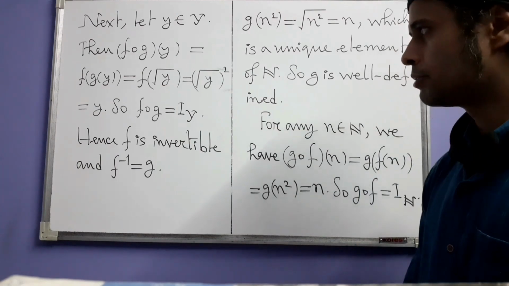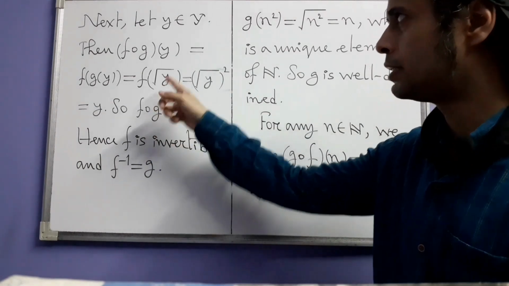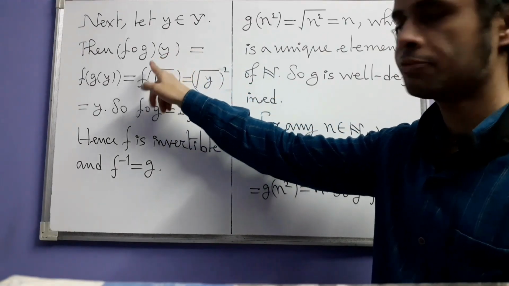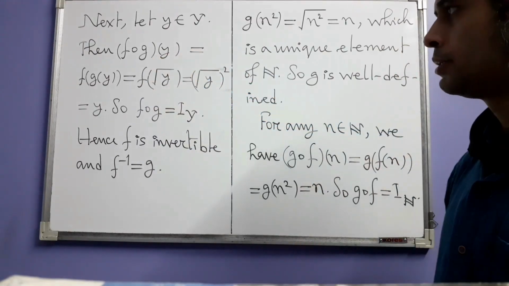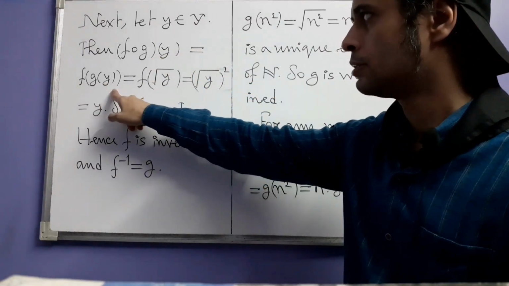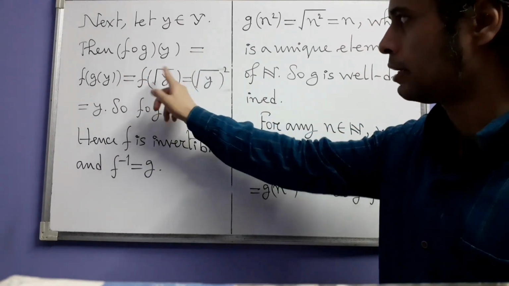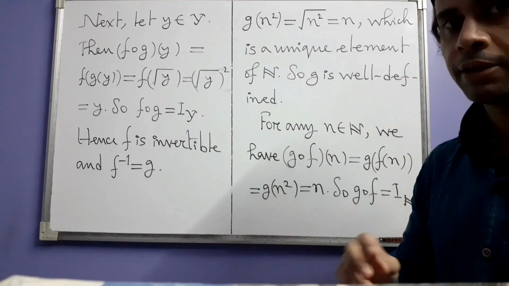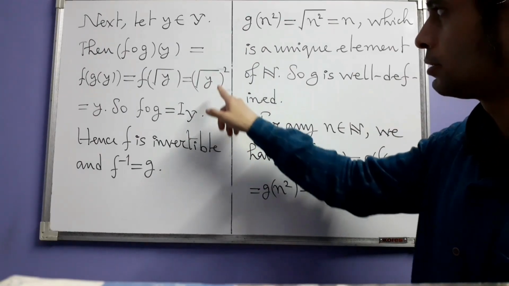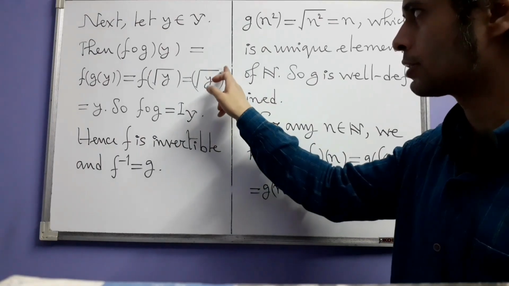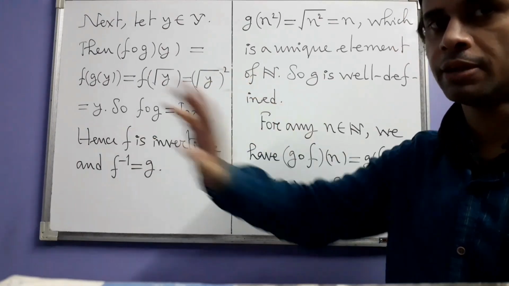For the second equation, that is this one, we take any element y in Y, and we straight away apply f composition g on y. That is equal to f of g of y, and g of y is square root of y, and f of square root of y does what? f squares the input. So you have square here, but already there is a square root. So cancelling square and square root, you have y.